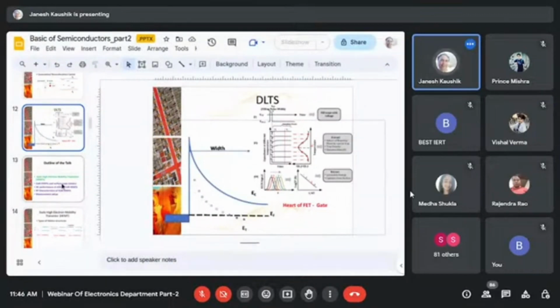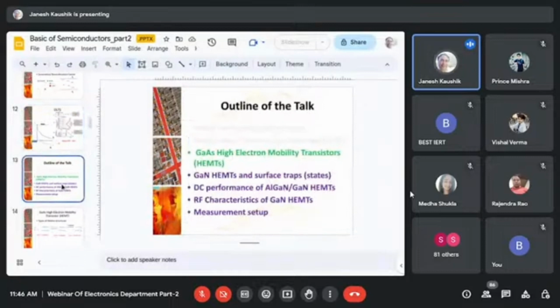After that, in the next topic, I will introduce the gallium arsenide high electron mobility transistor. So why do we call it a high electron mobility transistor? Gallium arsenide HEMT is a derivative of a MOSFET device. In a MOSFET, dopants are present in the channel, so there is impurity scattering involved, and that reduces the mobility of the electrons.